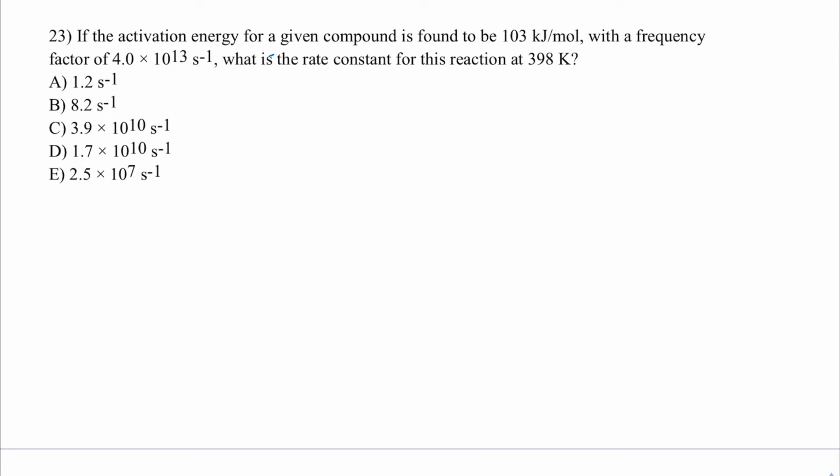So again, we are in kinetics nearing the end of the chapter. Number 23: if the activation energy for a given compound is found to be 103 kilojoules per mole with the frequency factor of that number we see, what is the rate constant for this reaction at 398 Kelvin? Okay, so what do we do here? Well, we need to remember an important equation.